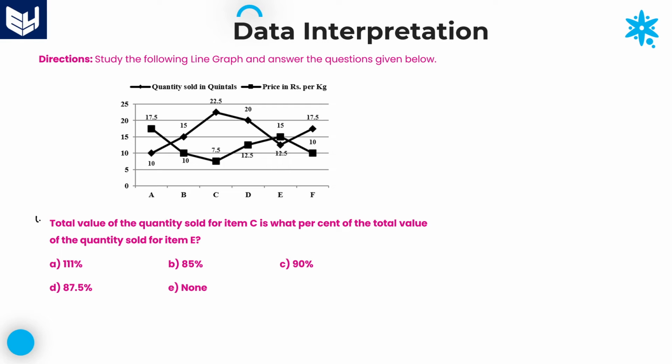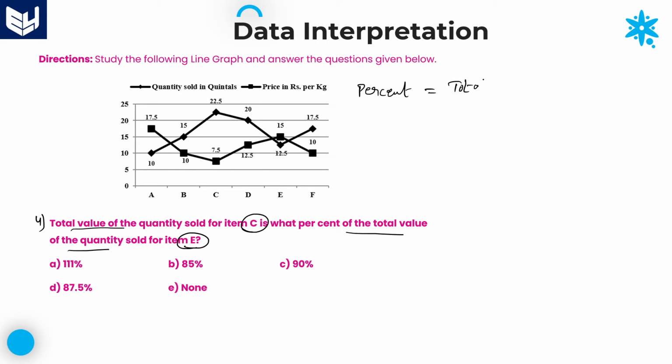Next, fourth question. Here the question is: total value of quantity sold for item C is what percent of total value of quantity sold for item E. Here we need to calculate the percentage value. What percentage do we need to calculate?